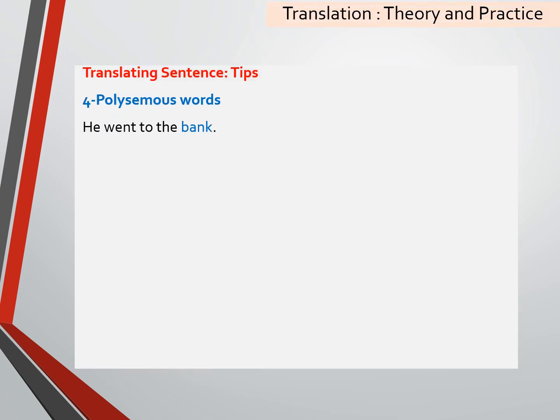The other point that you need to consider is whether there is a polysemous word or not, a word that has more than one meaning in that sentence, because this is problematic and challenging for a translator. And the only thing that helps is the surrounding words or the context of situation, the context in which that sentence is uttered.